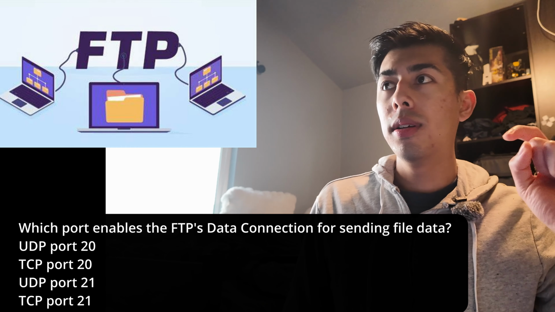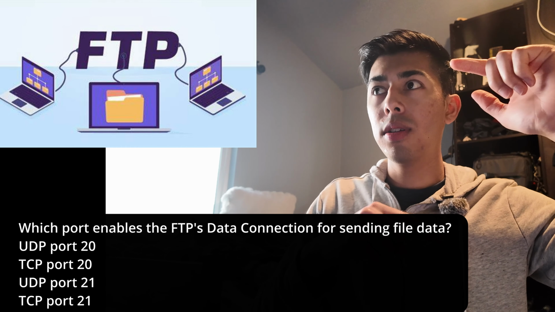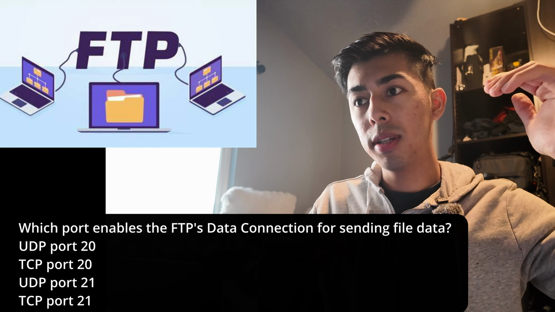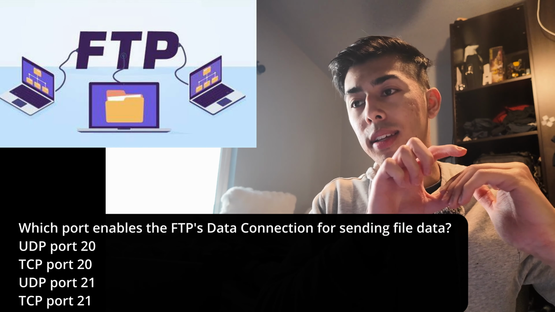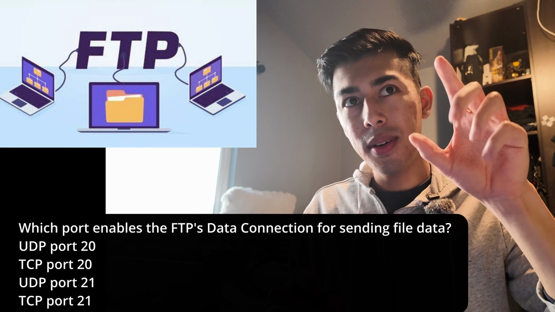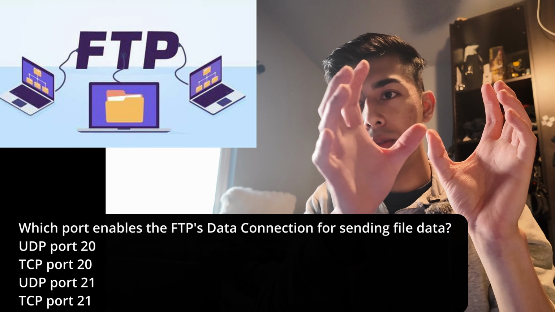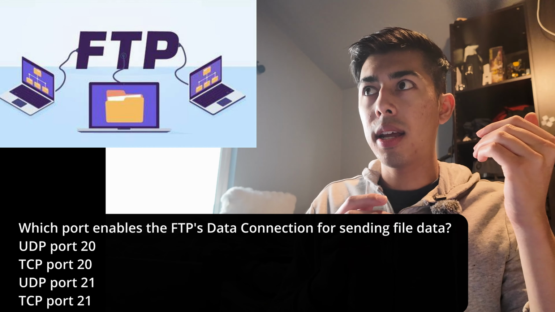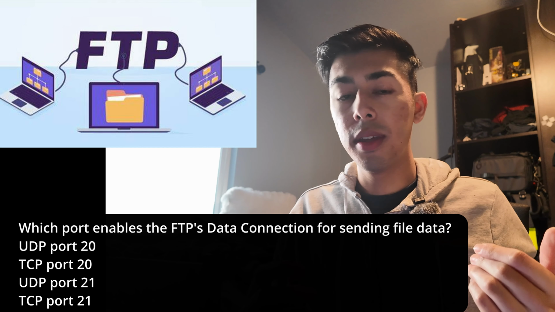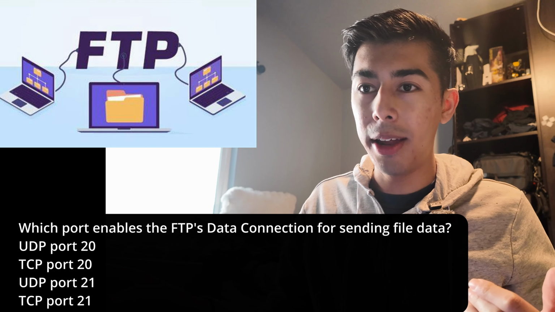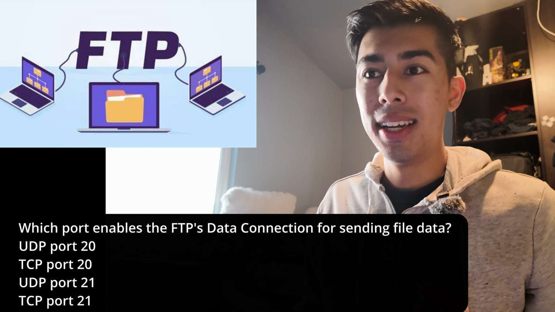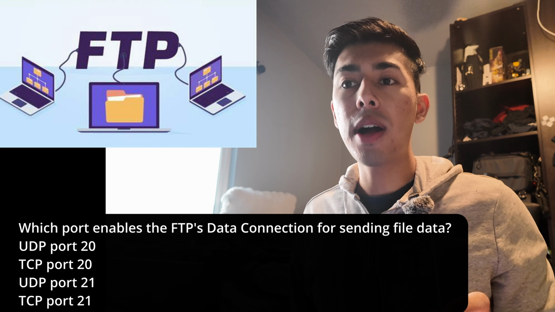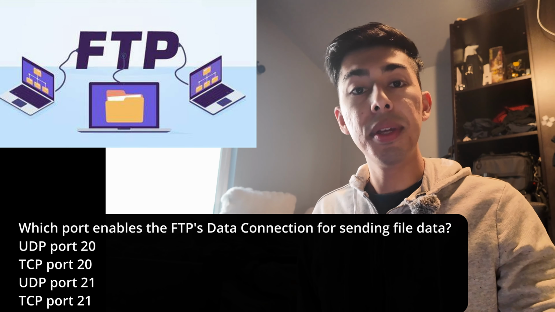Now, C comes before D, but it's backwards. So data comes before control. 20 comes before 21, so 20 is data, and then 21 is control. The 0 I kind of associate with the D for the data connection. And then for 21, I say, okay, if 20 is the data connection, I know FTP also has a control connection. That's just how I like to remember it. So when it asks which port enables FTP's data connection for sending file data, it's going to be TCP port 20 for this question.